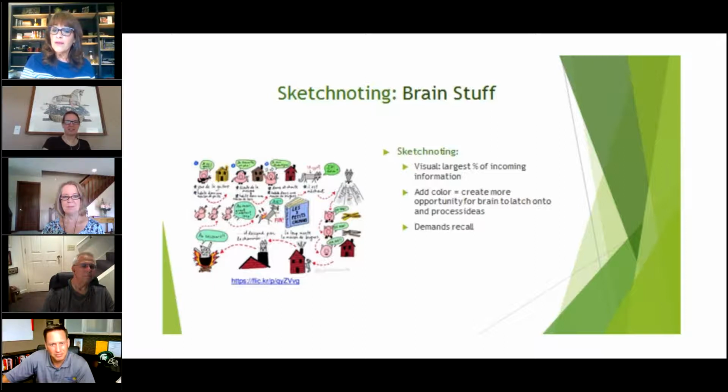So the visual incoming to our brain is the largest percentage of the information that we get. You can see there's some added color here, and that can create more opportunity for the brain to latch on to the information and begin processing it, like that little bit of brown, a little bit of pink, a little bit of green, and that splash of purple did that for us, and it demands recall.